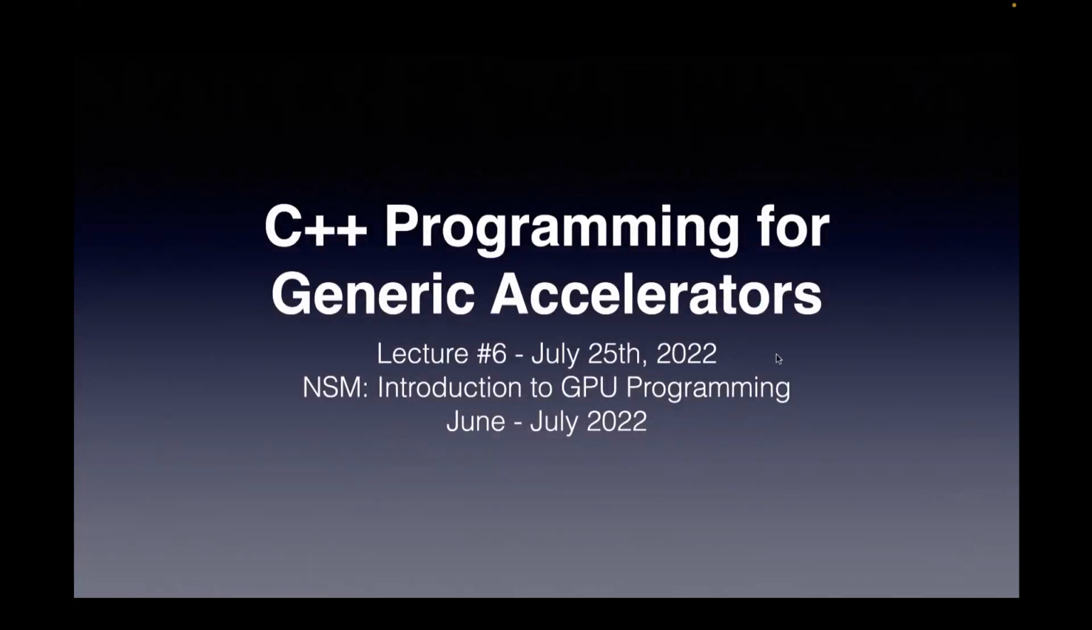So this is lecture number 6 of the Introduction to GPU Programming Summer School. Today's lecture is the last in the series of 6 lectures that we've been talking about in this course on Introduction to GPU Programming. It's pretty apt that this is the last lecture because this is, in my opinion, one of the most open topics in the area of accelerated programming that we have been exploring and that we are witnessing. So the title of today's lecture is C++ Programming for Generic Accelerators.